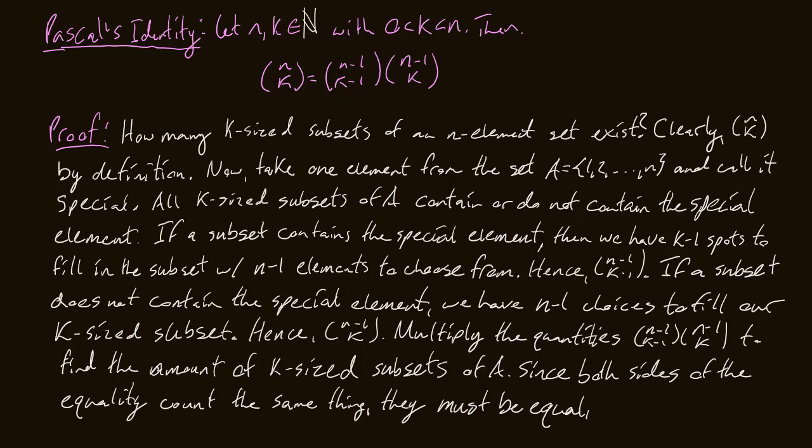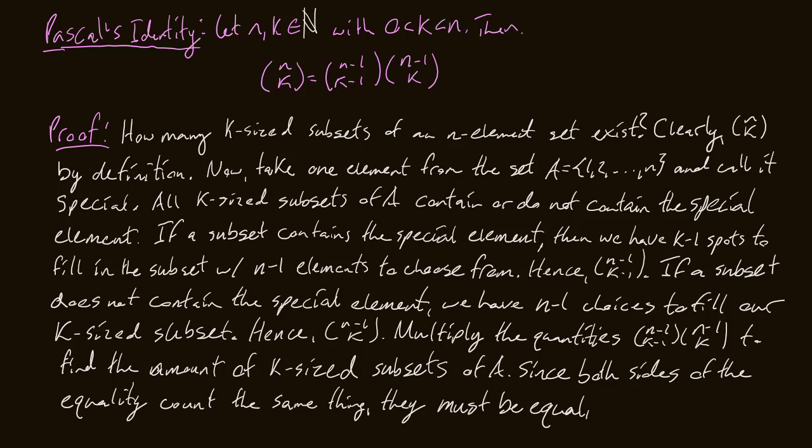Now, let's take one element from the set A equals 1, 2, ..., n. So A is our n-sized set. We'll take one element from the set A and call it special, just an arbitrary element, and that's our special element. Then we could say that all k-sized subsets of A either contain or do not contain the special element. Those are the only two possibilities, so that should make sense. All k-sized subsets of A will either contain the special element or they won't.